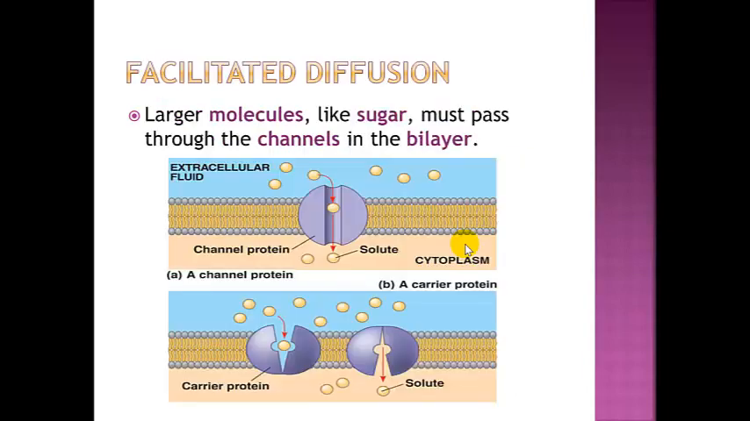The last type of passive transport we're going to talk about is facilitated diffusion. This is when you have large molecules like sugars that must pass through the channels in the bilayer. They cannot just go straight through the actual phospholipids because they're too big, so they have to go through the actual channels. And this is the example I was showing you at the beginning, where you have the channel protein, and you have these molecules that are too big to flow straight through, so they have to go actually through the channels to get inside.